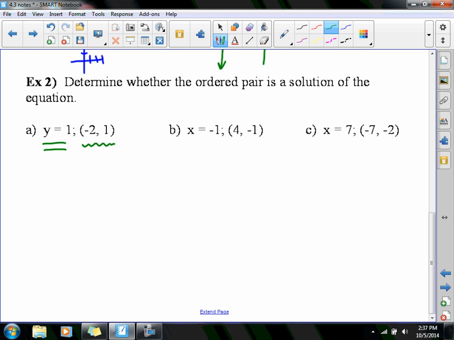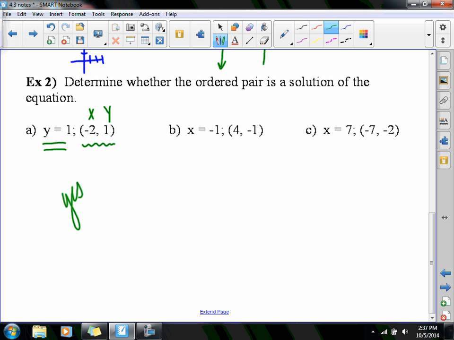Now in example A, if y equals 1, that means the ordered pair that I'm given has to have a y value of 1. So in my ordered pair, I have an x and a y. My y is a 1, so yes, that ordered pair is going to be a solution to that equation.